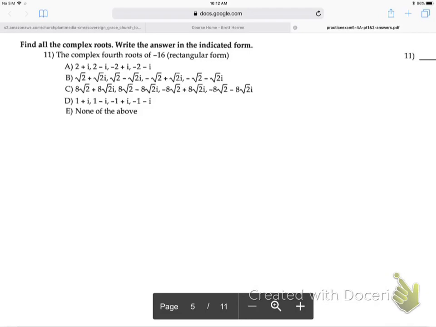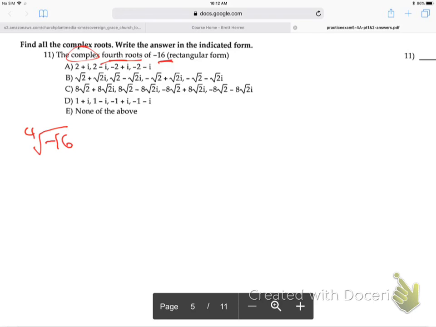Now this is probably the hardest. Okay, so complex fourth roots of negative 16. So in other words, what they want is the fourth root of negative 16. That's what they're really asking us for. Now you might think, well, it's imaginary. You can't do it. Well, right, it's not real. That's why they're saying the complex, not the real, but the complex, which has real and imaginary put together.